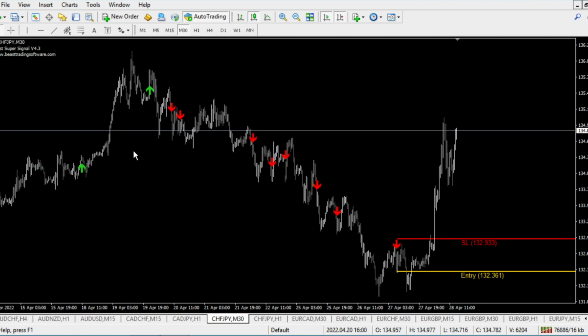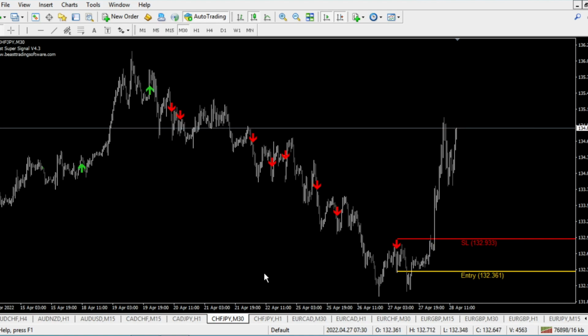So pretty much through the course of this month, out of all the signals, we've had only two losses, which would be this one here and this one here. So overall, I'm pretty impressed with this one.